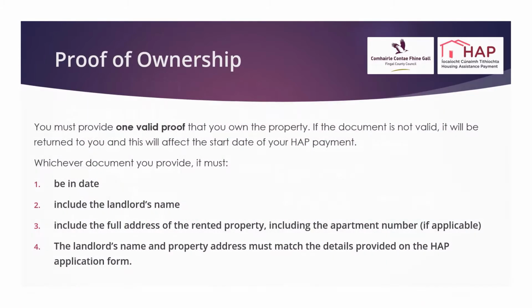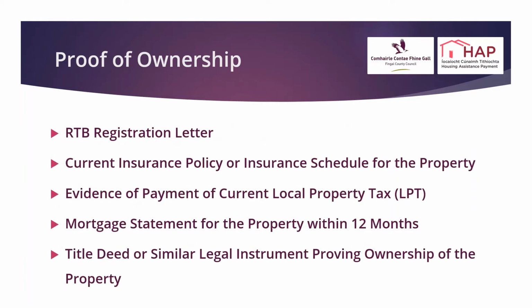Proof of ownership. A valid proof of ownership must show that the landlord is the owner of the HAP property. Currently, there are 5 documents accepted by HAP to show who the owner is. These are an RTPB letter confirming registration within the last 4 years, a current insurance policy schedule for the property, a local property tax return with proof of payment, a mortgage statement for the property dated within 12 months, a land registry folio or title deed for the property. All of these documents must be in date and state the exact address of the property that is applying for a HAP payment.